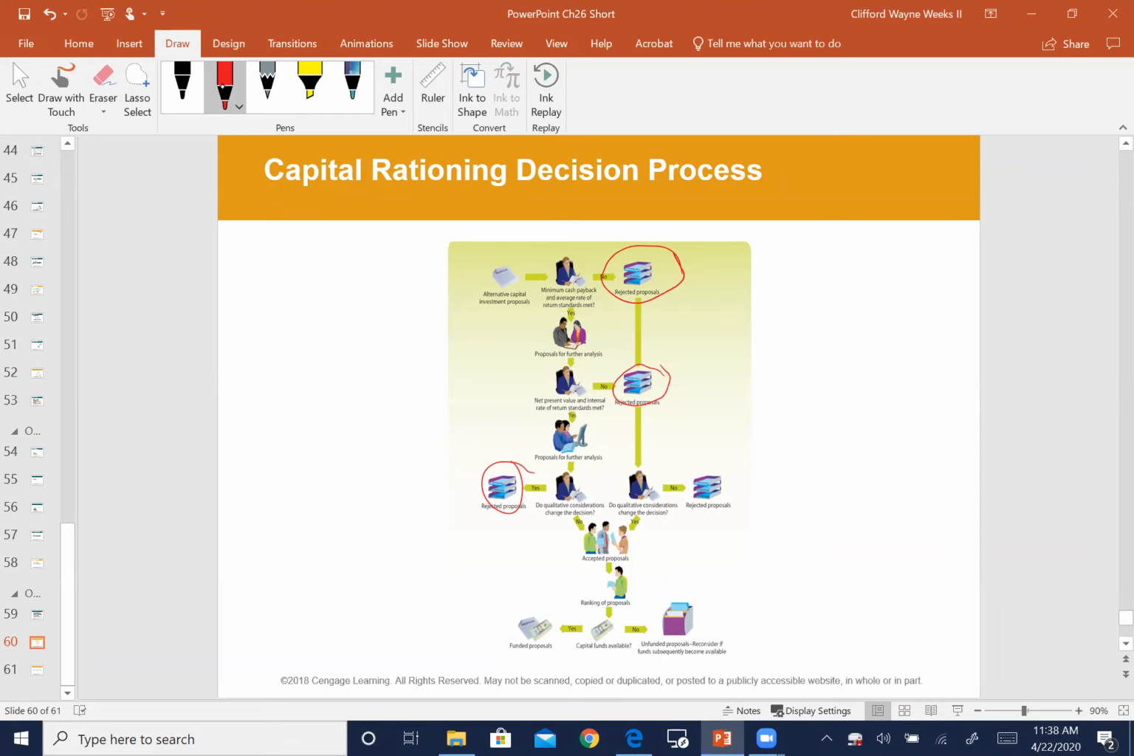Yes? Then we're going to accept the proposals that we can. We're going to rank those, and usually we have limited money or capital funds available. So do all the ones that we have the cash for. If we don't have the cash, maybe do some that we can pay for, and some we're going to file away for future funding. And so this is the whole idea of capital rationing.